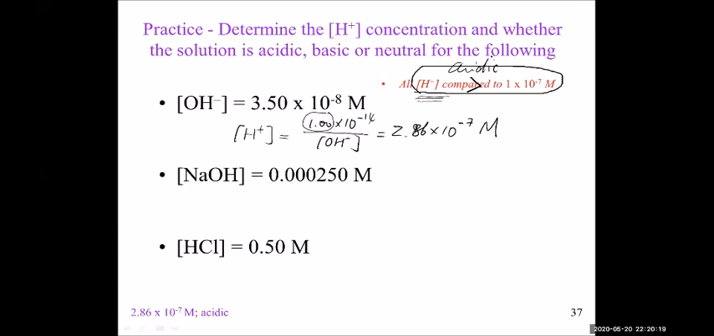Is this solution acidic or basic or neutral? Acidic, just remember this one. Acidic is when you have H plus more than 10 to the negative 7. If this happens, it means the solution is acidic. And you can see this is 2.86 times 10 to the negative 7. You've got a decimal part more than 1, so this will be larger than 10 to the negative 7, which makes it acidic.